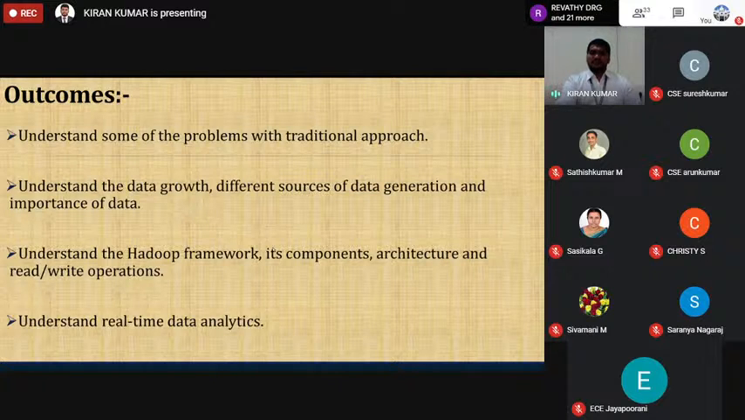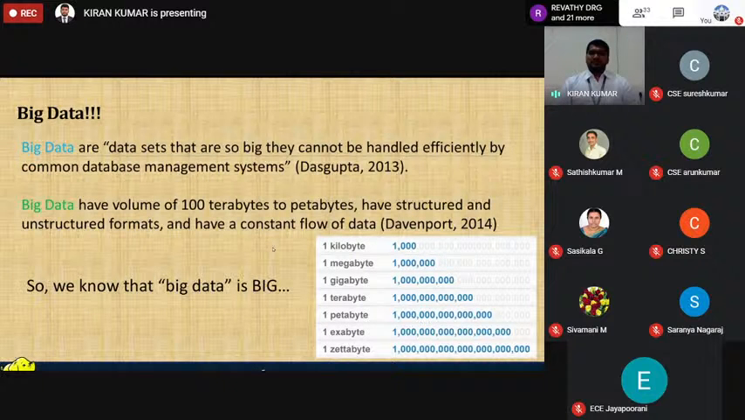The name says it's big data, but when we describe big data, what exactly does it mean? Here I have taken some definitions from the textbook. Big data are data sets that are so big they cannot be handled efficiently by a common database management system. The amount of data is so big that it cannot be suited to normal traditional database management concepts. So we call it big data.